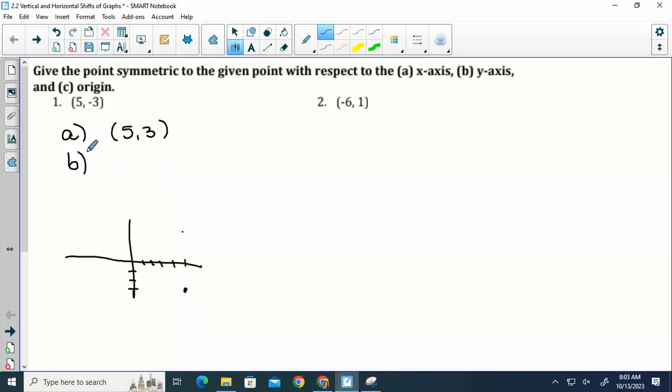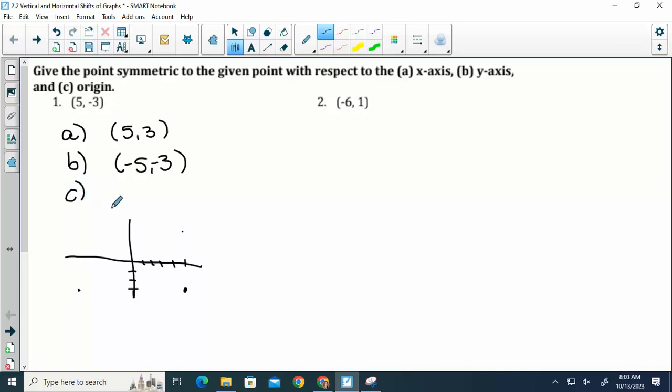Alright, if (5, -3) is symmetric to the y-axis, what changes? So the point becomes negative 5, positive 3? If I reflect this across the y-axis, it goes over here. So negative 5, negative 3.